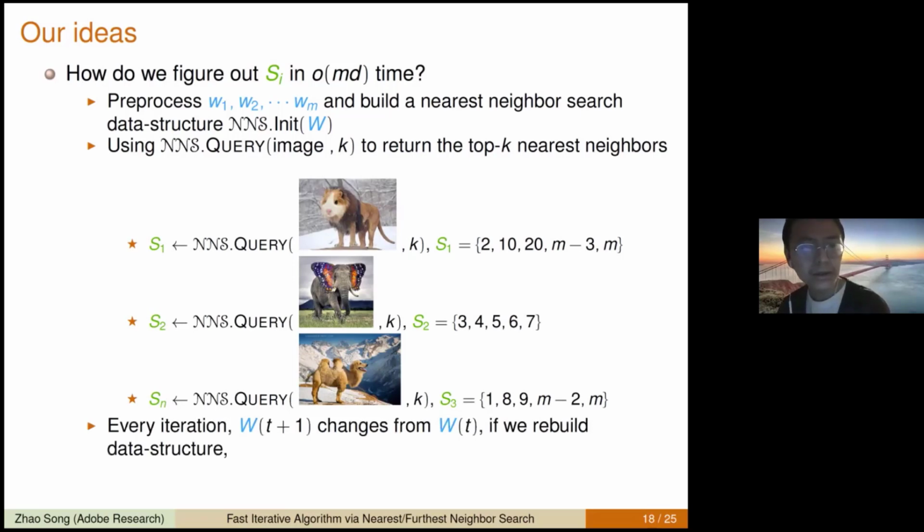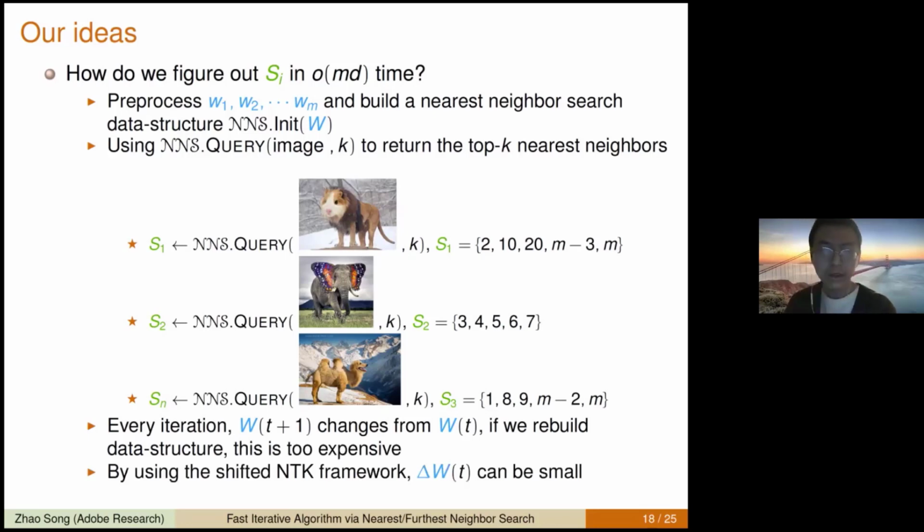And this is not enough. In every iteration, we still need to make sure that W_{t+1} changes from W_t very little. Because if they are changing a lot, we need to rebuild the data structure. And if they only change a little bit, we can actually do some dynamic update of this data structure.